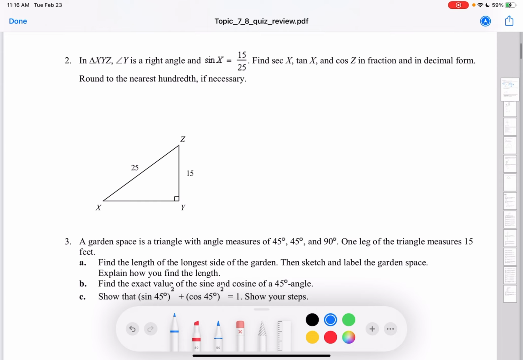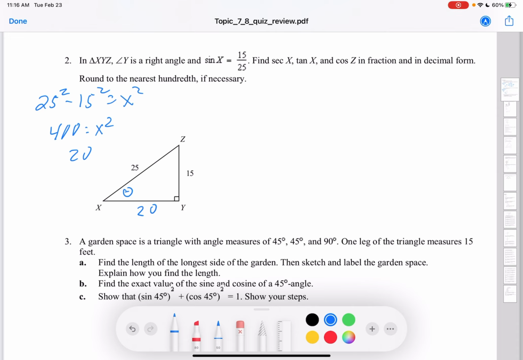Second one, all right, triangle again, essentially the same question. I have to use the Pythagorean theorem again to find the missing side. So 25 squared minus 15 squared is going to be x squared. That's 400. So 20. So the side is 20. So now it asks us for the secant of x.